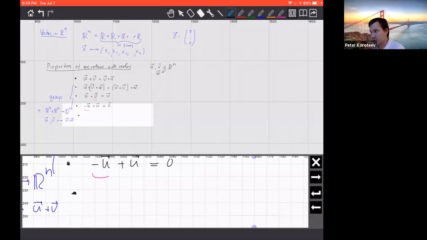That's about multiplication. If you take a constant, okay, I already wrote it in the previous slide. Let me just reiterate it here. So alpha u plus beta v.